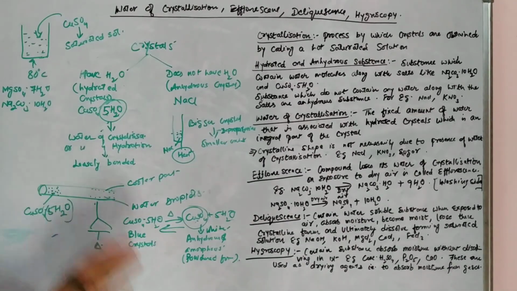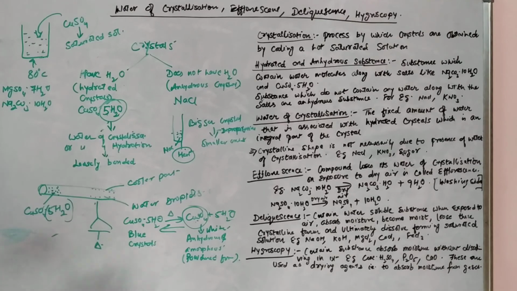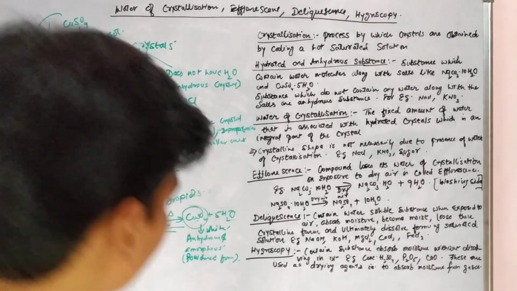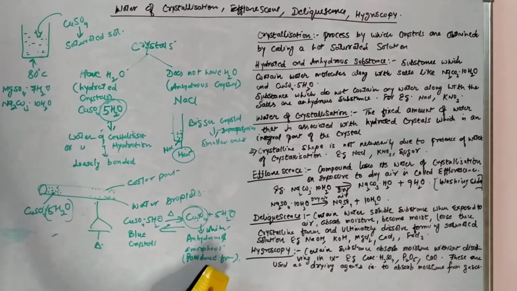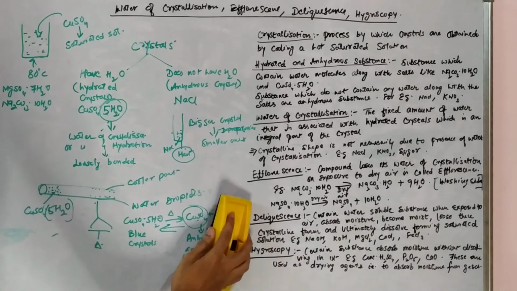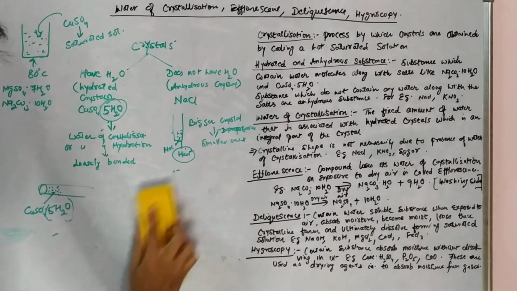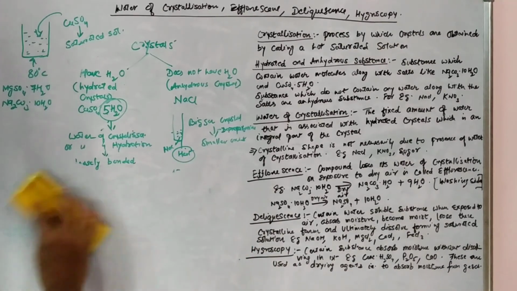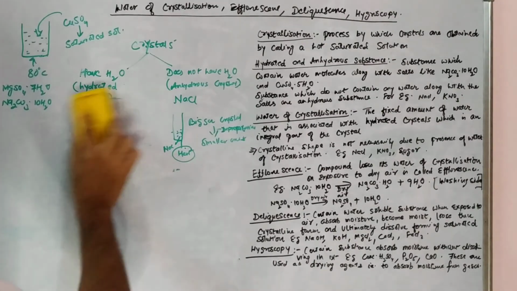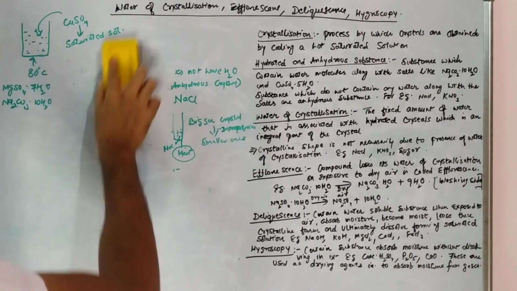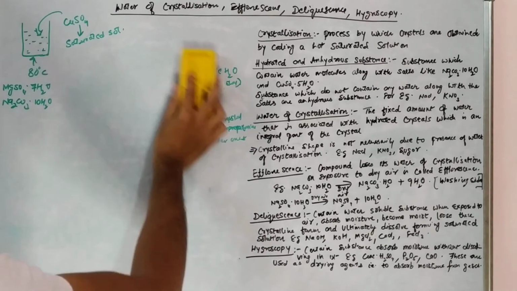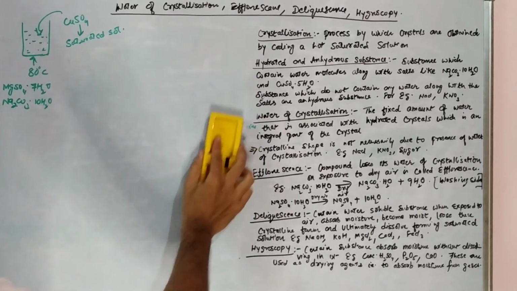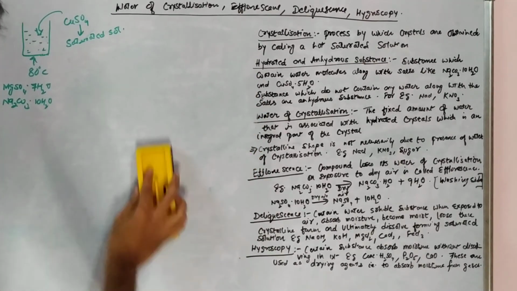So remember what decrepitation is and what the effect of heat on anhydrous salts is. You can take down everything. I'll pause the video so you can take down all the notes. Now we have something known as efflorescence, deliquescence, and hygroscopy.